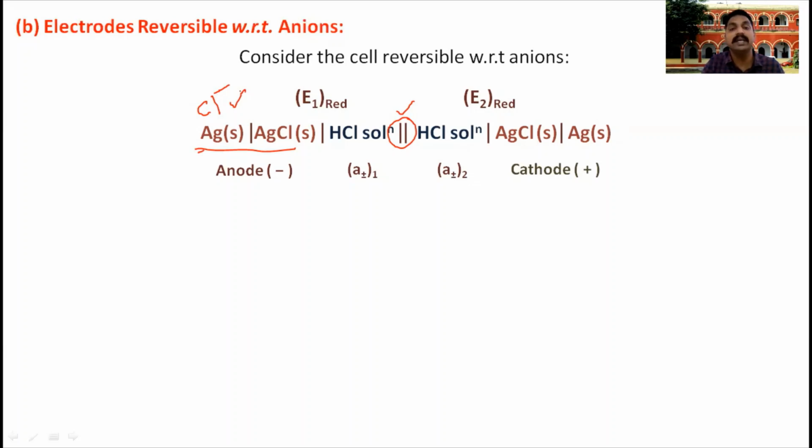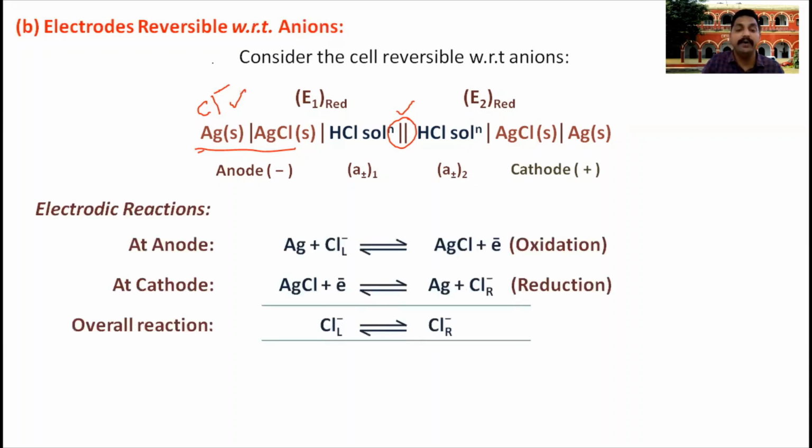So now in second step we see the electrodic reactions. The electrodic reactions we have at anode oxidation, whereas at cathode reduction. Now when we come to anode, at anode we have oxidation. So in oxidation what does happen? Silver reacts with chloride ion. So this is the chloride ion of HCl solution on left hand side half cell.